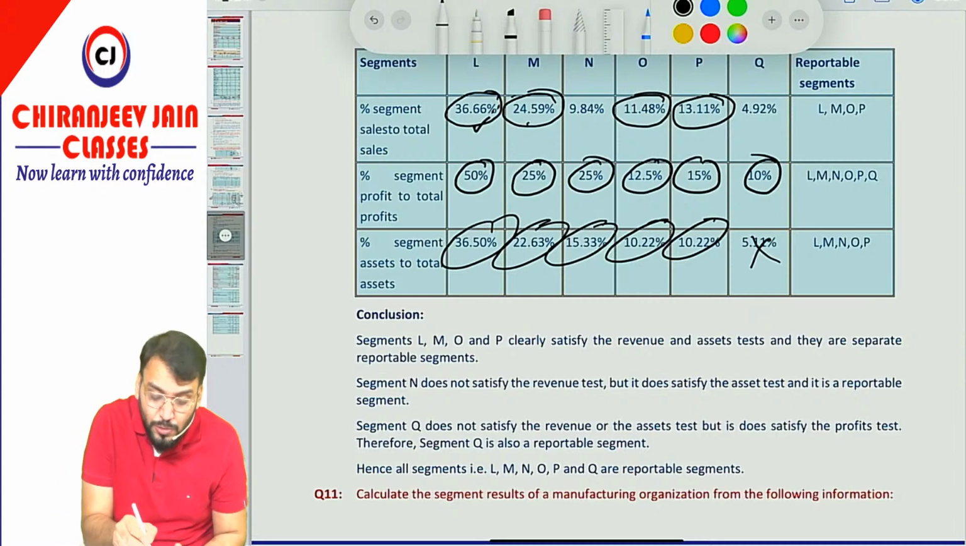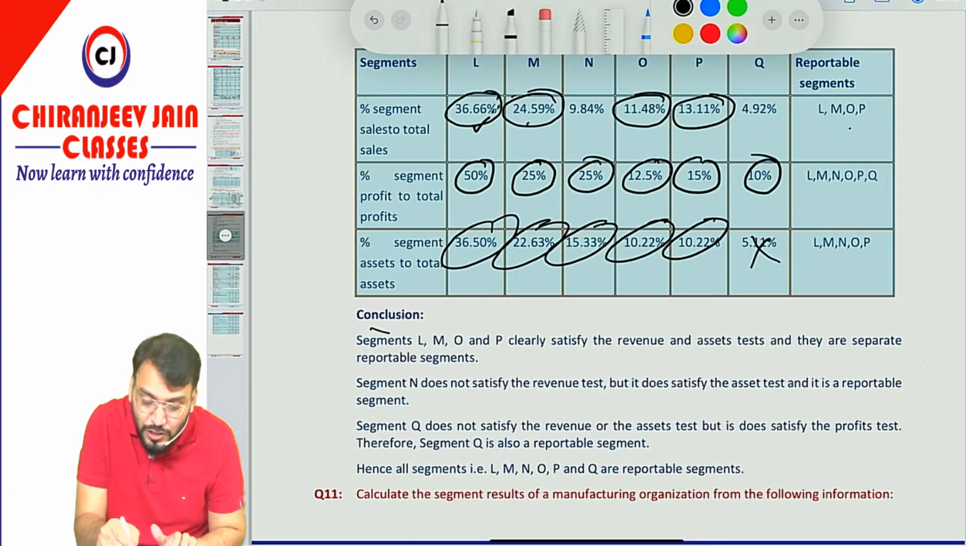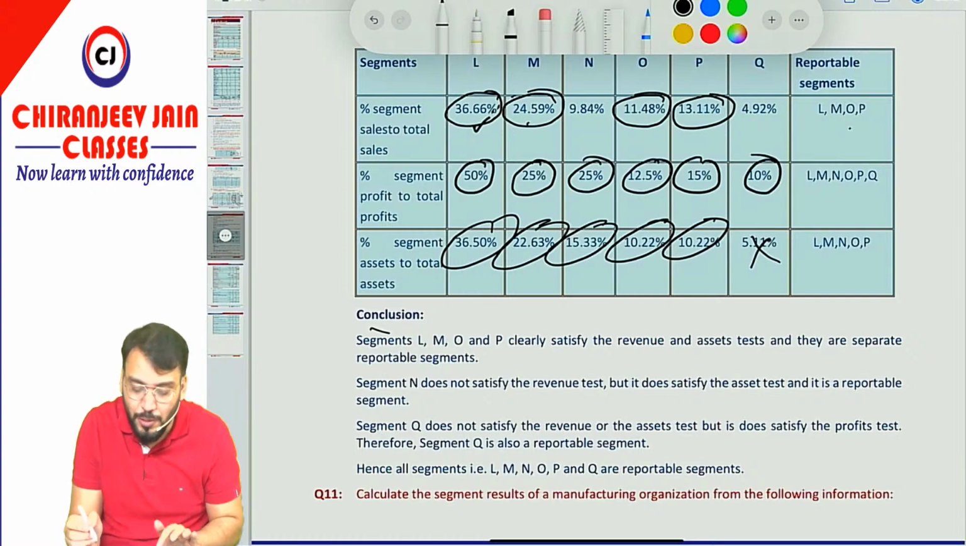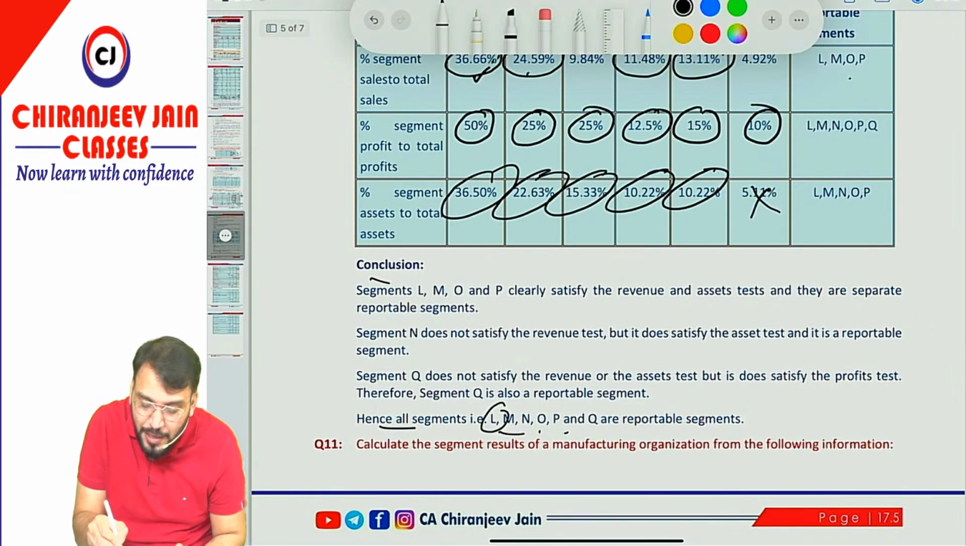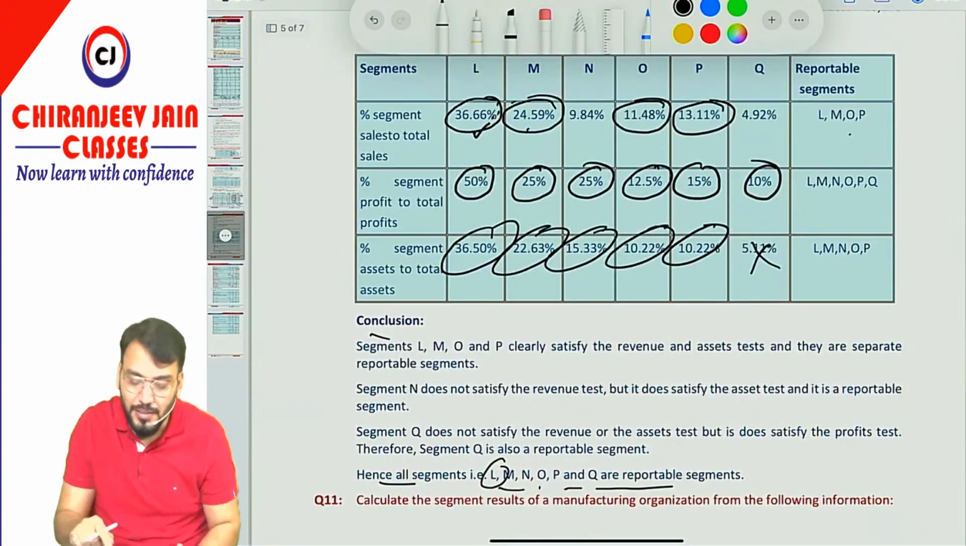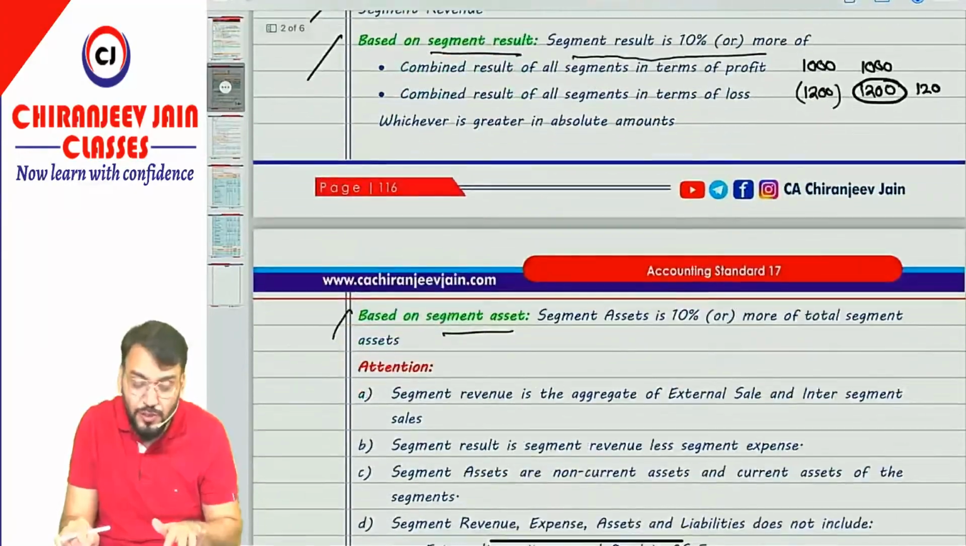So you need to conclude that based on revenue which are reportable, based on result which are reportable, based on asset which are reportable, and then concluded L, M, N, O, P, Q are reportable segments. Got this point? Yes, sir. So this is one question which may be asked in the exam.